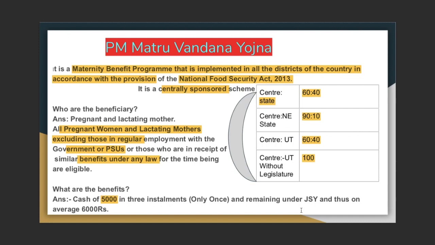And the remaining under Janani Suraksha Yojana. Basically, in Janani Suraksha Yojana, the government provides 1,400 rupees to the pregnant and lactating mother. Now under this Pradhanmantri Matru Bandhana Yojana, 5,000 rupees will be provided and the remaining 1,000 will be provided under Janani Suraksha Yojana. Understood? And thus an average of 6,000. समझ में आया ना? Because 6,000 is not being given under Pradhanmantri Matru Bandhana Yojana. 5,000 here, 1,000 from Janani Suraksha Yojana.